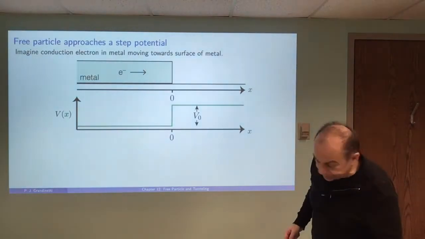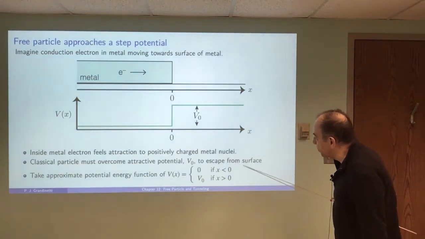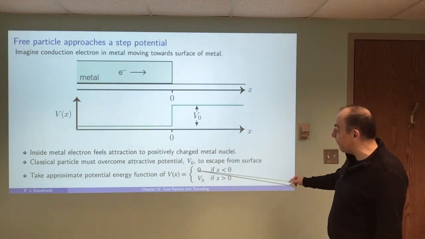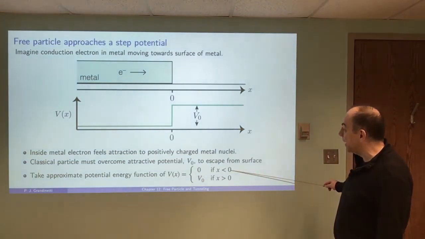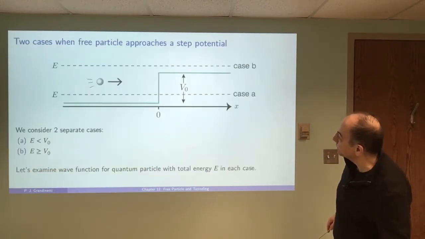Okay? So this is what we're saying, and we're going to write that potential out in this form here. It's just a simple step function. We're going to say it's equal to 0 if x is less than 0, and it's going to be equal to V naught when x is greater than 0.